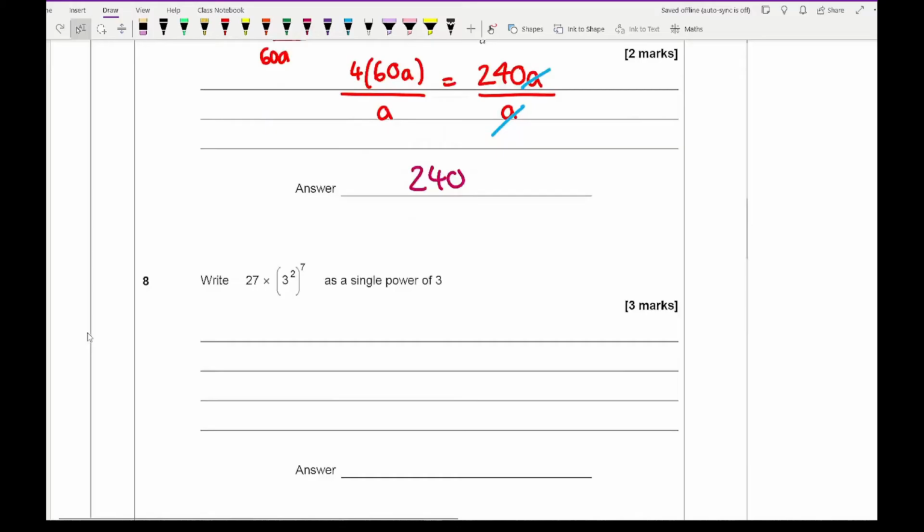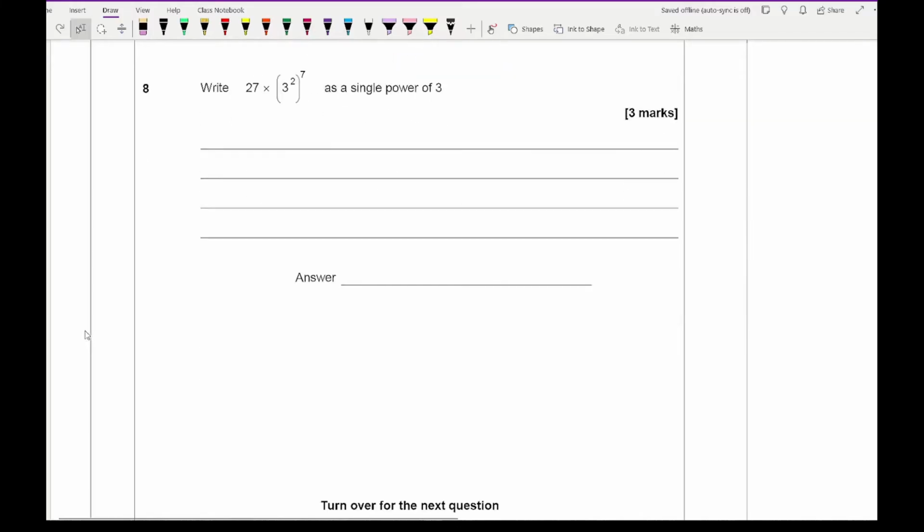Then moving on to question 8. So question 8 says write 27 times 3 squared to the power of 7 as a single power of 3. So this is working with indices. So the first thing I need to do is convert 27 as a power of 3. So 3 to the power of 3 gives me 27. Now when you've got brackets, you multiply the powers. So I've got 3 to the power of 14, and then when I'm multiplying, all I then need to do is add the two powers together, which gives me a final answer of 3 to the power of 17.